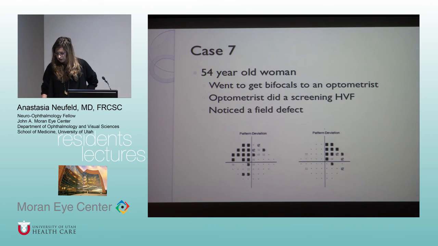All right, so this is the next case. Again, this should be your garden variety of things that we need to think about. And like I mentioned to you before, because of our inconsistencies in field testing and lack of exact precision, we look at the flavor of the visual field. So this lady came in because she went to see an optometrist to get bifocals. He did a screening visual field, and he noticed this visual field deficit.